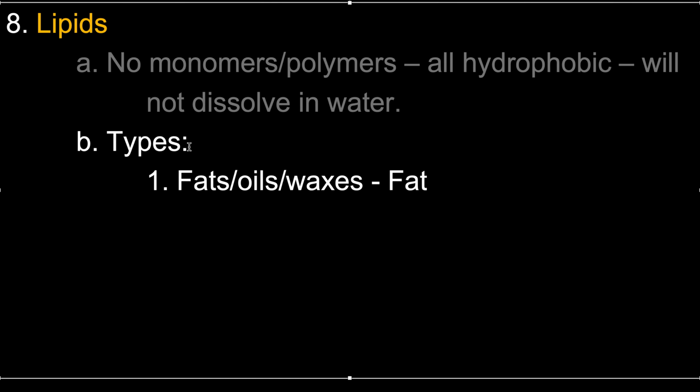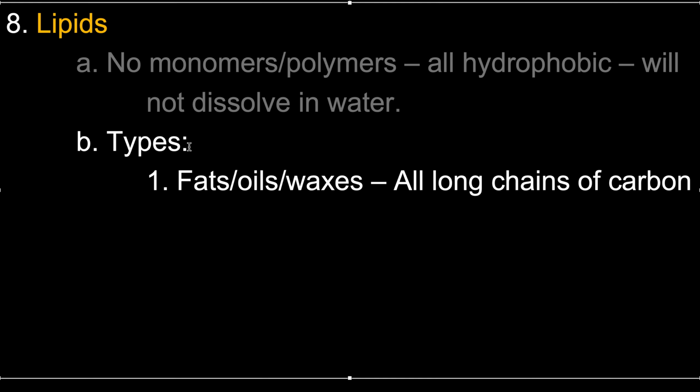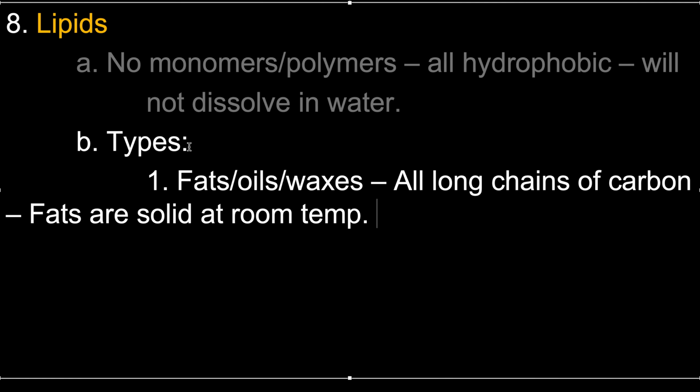Let's talk about the fats first. What makes this category all one thing is that they're all long chains of carbon. So maybe we should put that. All long chains of carbon, and oxygen and hydrogen. They're in there too, but what makes fats a little bit different is that they are solid at room temperature. And that goes back to their chemistry, and we'll look at their chemistry here in a minute to explain how that can be. So fats are solid at room temperature.